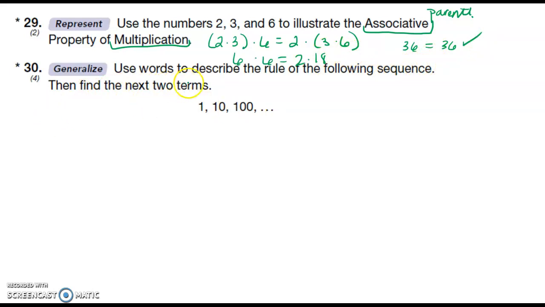Okay, last problem. Use words to describe the rule of the following sequence, and then find the next two terms. So 1 times 10, 10 times 10. So it's times 10 is the rule. And if I continue to do that, this is going to be 1,000, this is going to be 10,000, and that's the next two terms.